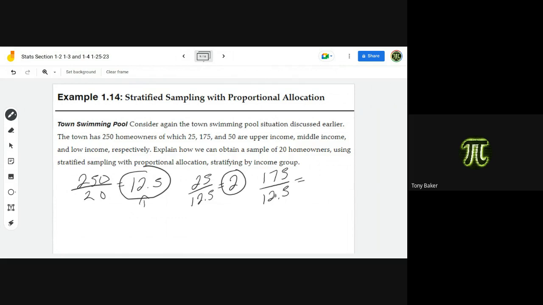175 divided by 12.5 is 14. And then 50 divided by 12.5 is 4. Do I have 20 people? 2, 8, 14, and 4. Yep. And they're proportionate based on the incomes of this town.